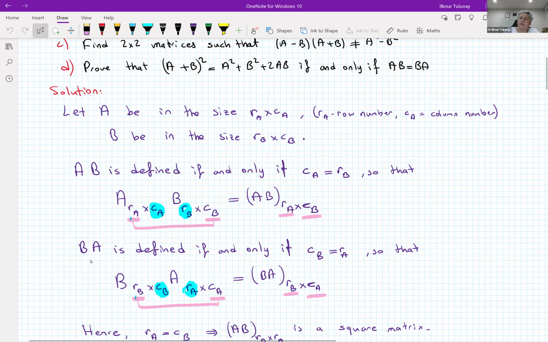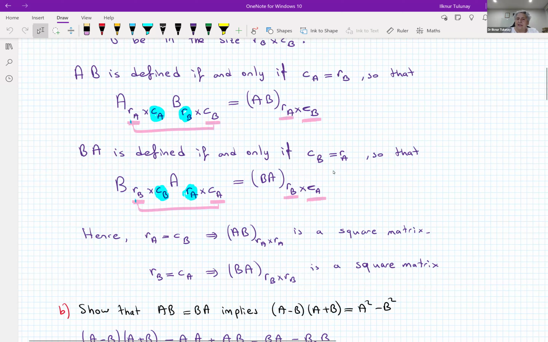In a similar way, BA is defined. I'm just applying what is given to us: it is given that AB is defined and BA is defined. BA is defined if the multiplication makes sense, which is if and only if the number of columns in the first matrix is equal to the number of rows in the second matrix, which means CB is equal to RA. Then the product will be of size RB by CA.